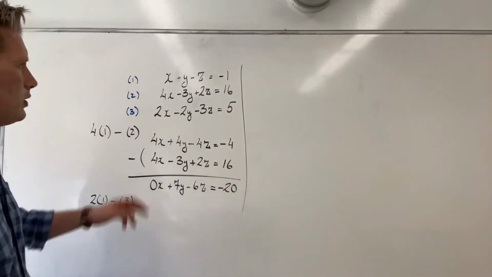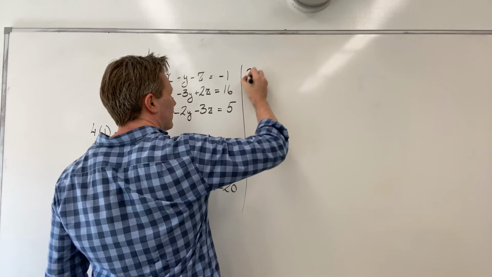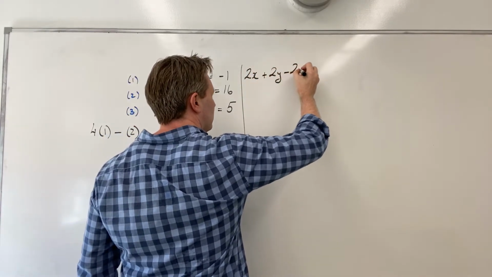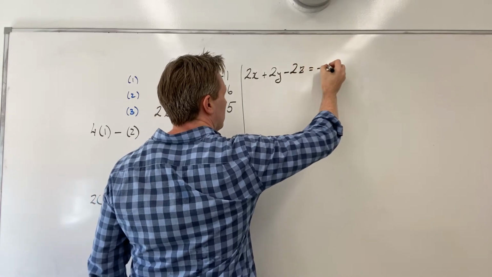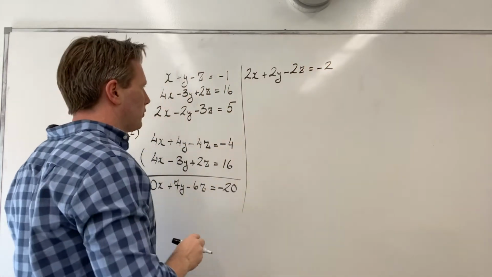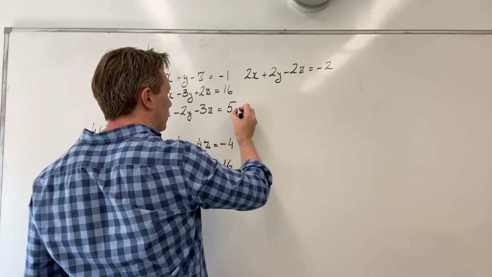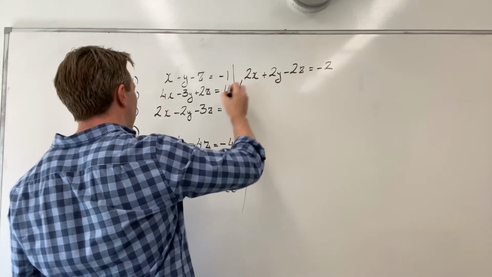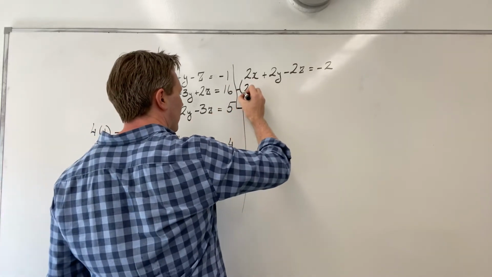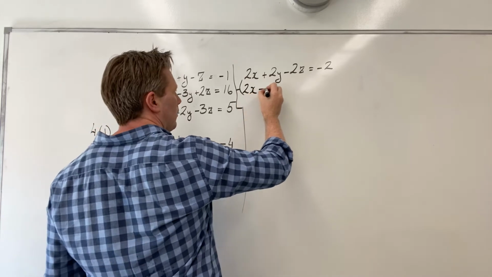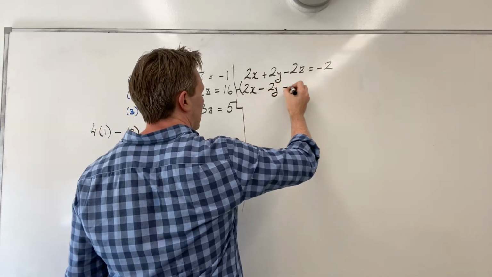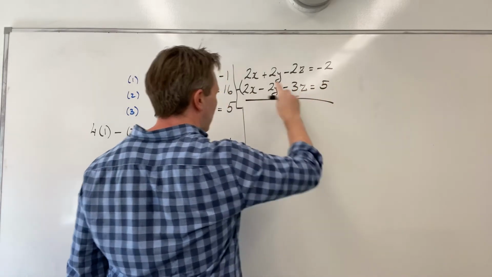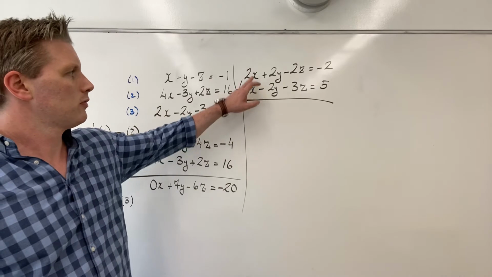All right, so 2 times equation number 1 is 2x plus 2y minus 2z is equal to minus 2. And I'm going to subtract, I'm just going to move this line over a little bit so I have more room. From that, I'm going to subtract equation number 3: 2x minus 2y minus 3z is equal to 5. Right? So subtract this equation from this one.